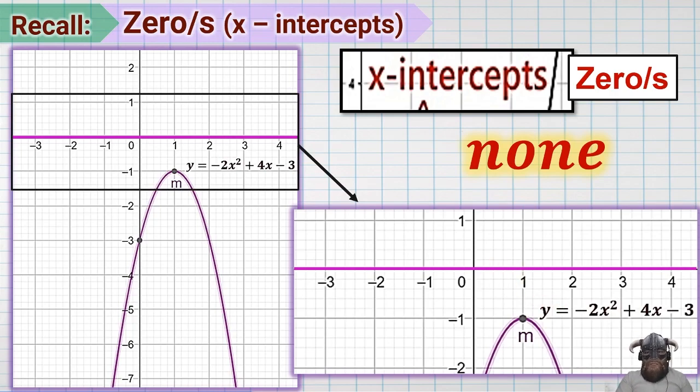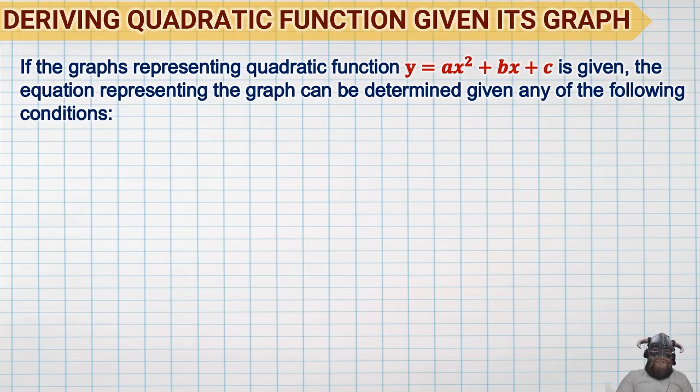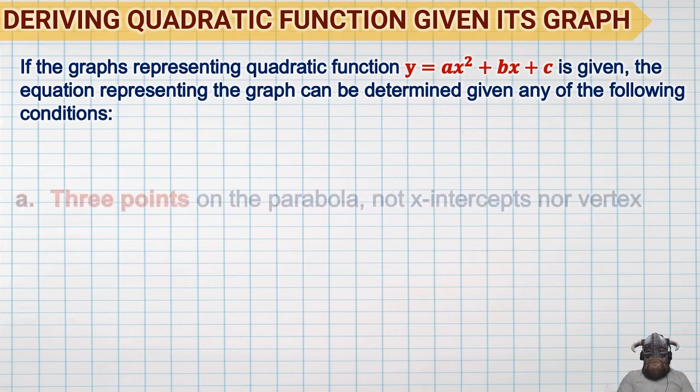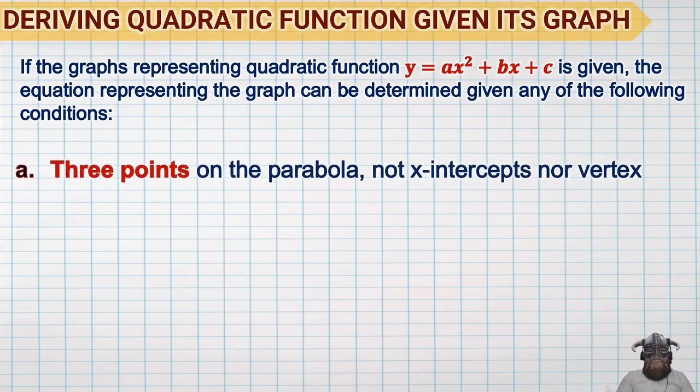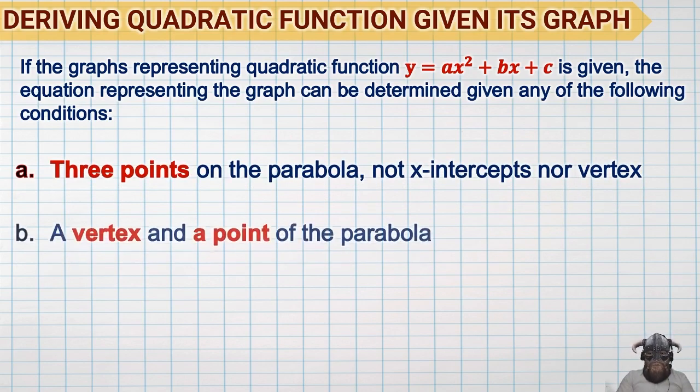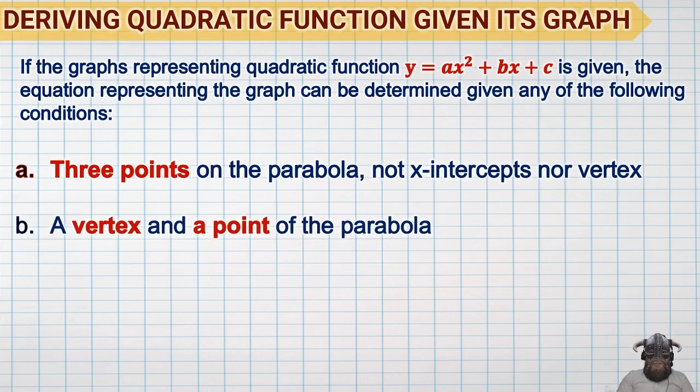Right now, we are ready to derive the equation of any quadratic function given its graph. If a graph representing the quadratic function y is equal to ax squared plus bx plus c is given, the equation representing the graph can be determined given any of the following conditions. First, 3 points on the parabola, not considering the x-intercept nor the vertex. Another one could be a vertex and a point of the parabola.